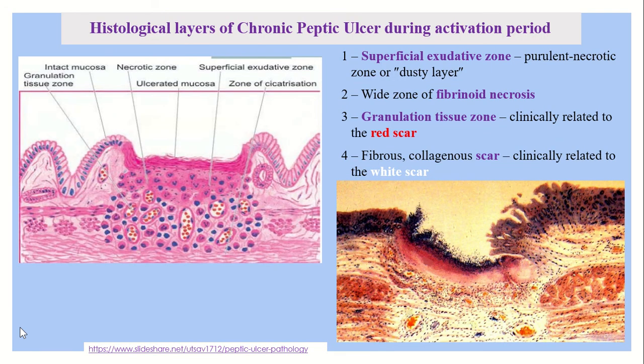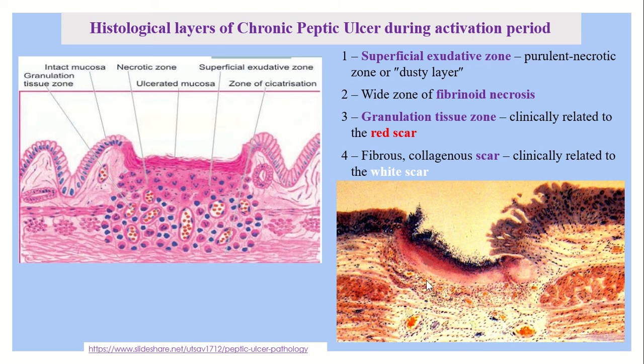During the activation in the ulcers, we can find the 4 histologic zones, or layers. Superficially, it is the exudative zone. This is the purulent necrotic zone, or we call it the dusty layer. You see here the ulcerated mucosa that we call the superficial exudative zone. Second one, the fibrinose necrosis, zone of the necrosis.